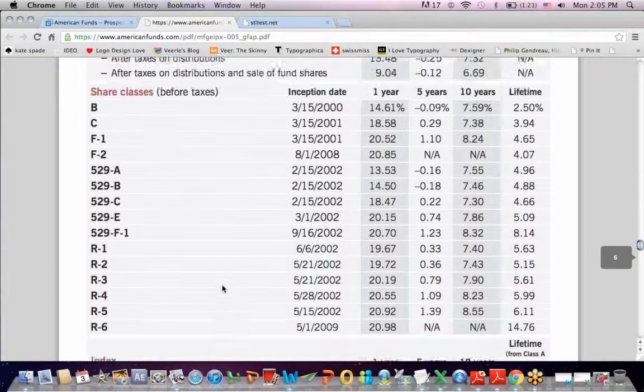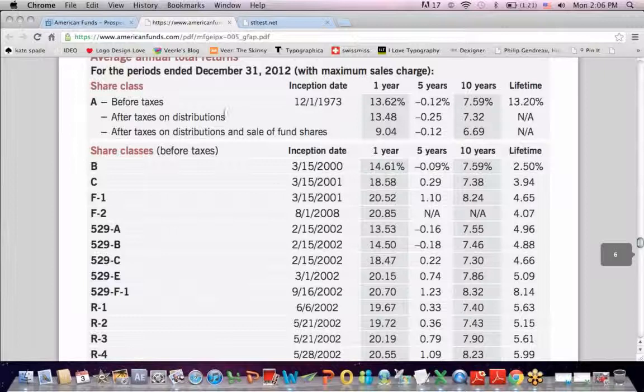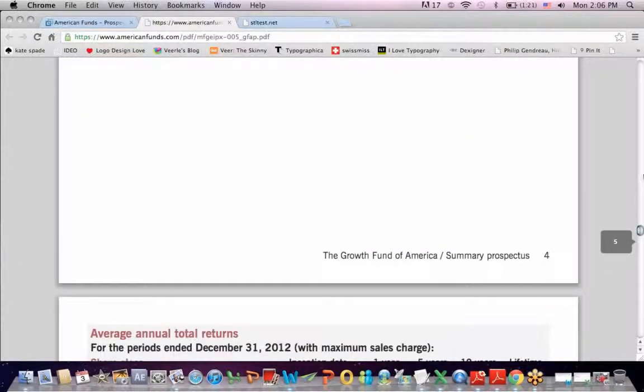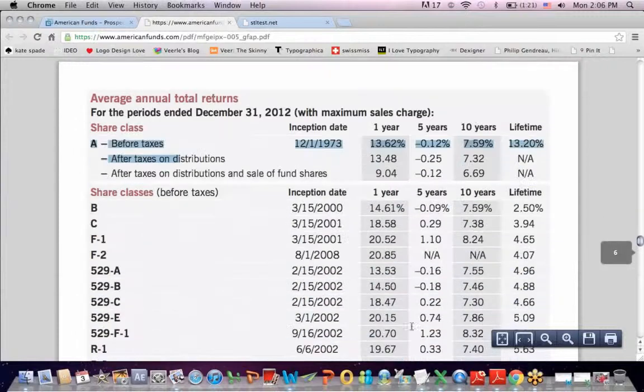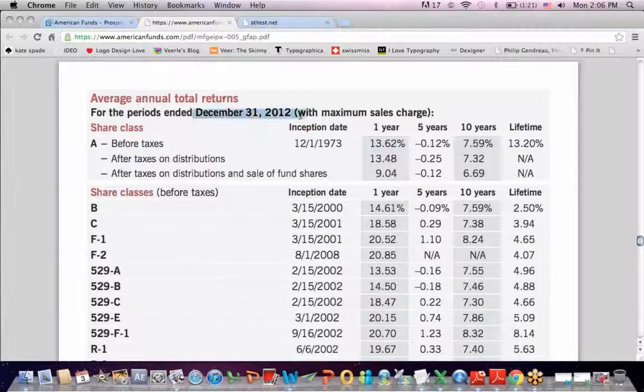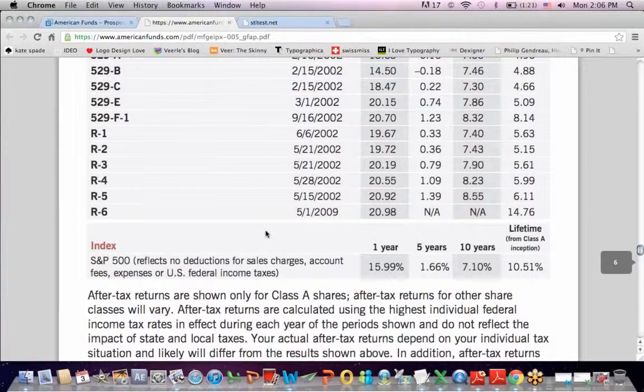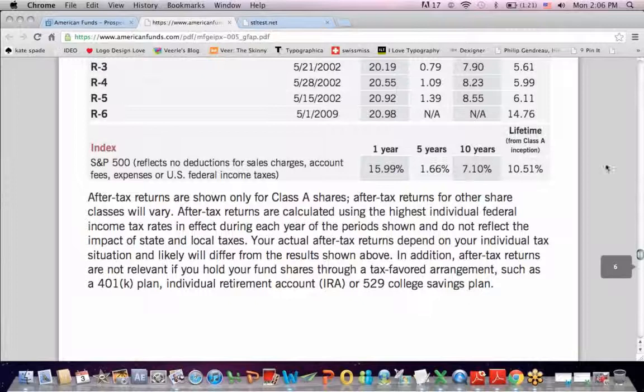So to wrap up here, if I look at the A shares over the lifetime of the fund, it's a 13.2% annual return in this prospectus as of 12/31/2012. So from that date, since 1973, 13.2%. If you compare it to the S&P 500, over the lifetime of the Class A shares, it's 10.51. So the fund has outperformed the S&P by a little bit since its inception in 1973. That's as far as we'll get on the summary prospectus.